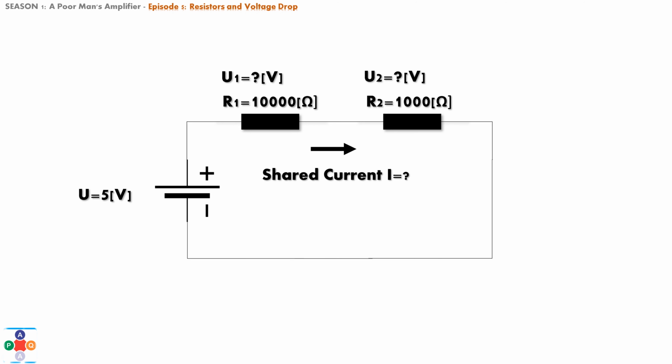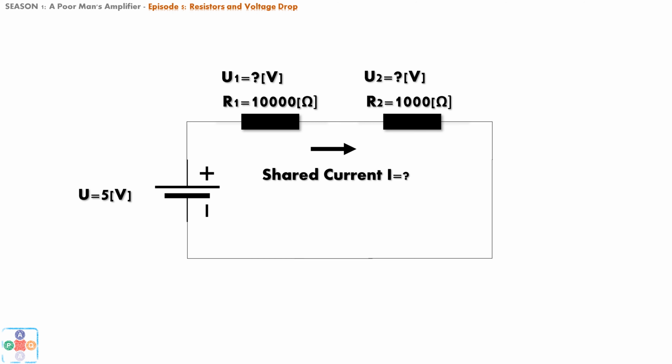Let's do some math. Let's assume a power source of 5 volts, and let's choose 2 resistors, one with 1000 ohms, and the second one, 10,000 ohms resistance. How do we determine the current running in the circuit, and what are the respective voltage drops over the first and second resistor?